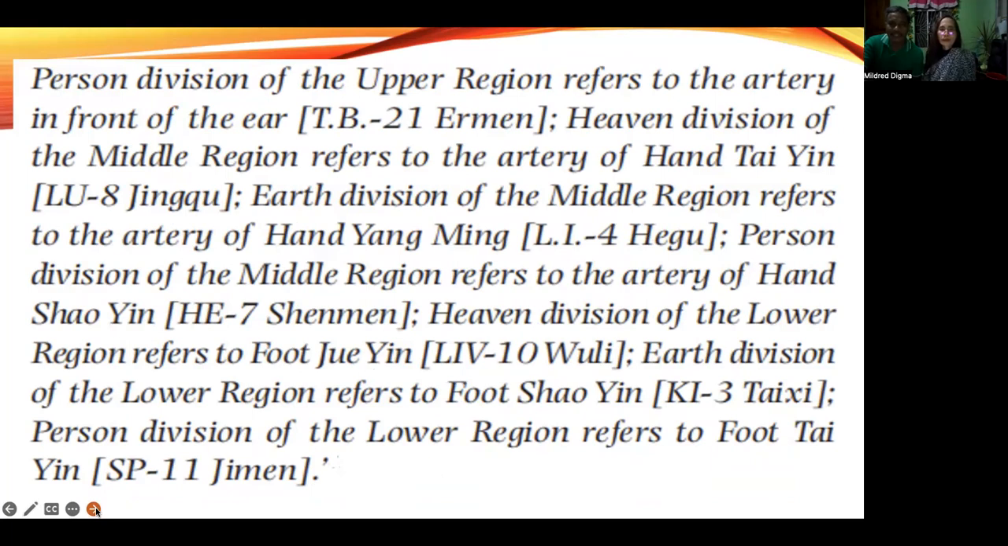Okay, heaven division of the middle region refers to the artery in the lung 8. Okay, sa earth division naman ng middle region refers to the artery of the Hand Yangming or large intestine 4 or colon 4 sa ibang literature. So person's division in the middle region refers to the artery of the Hand Shaoyin or heart 7. Heaven division of the lower region refers to the foot Jueyin or liver 10. Okay, so earth division on the lower region refers to the foot Shaoyin, kidney 3.